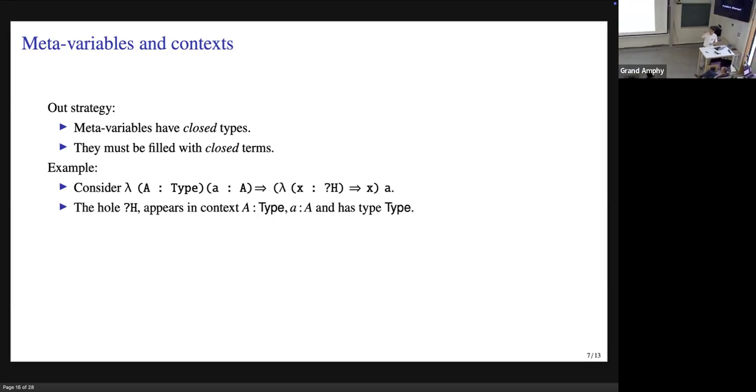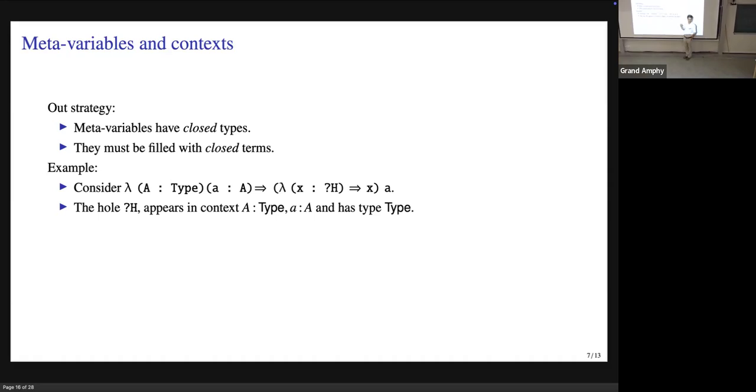So here's what you can do. The hole H, you look at where it appears. It appears in the context that says, I excuse myself for switching the fonts. It was too much LaTeX to have the fonts split. Okay, so it appears in the context where A is a type and the little a has type A, and its type is supposed to be type, right? You expect here to be a type.